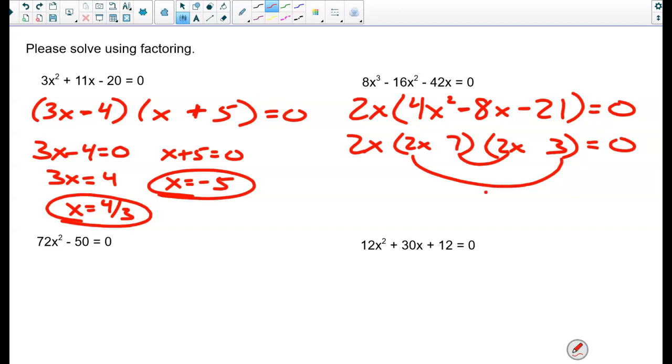2x times 3 is 6x. 7 times 2x is 14x. Can I make 6x and 14x equal to negative 8x? Absolutely. If my 14 is a negative, I get a negative 8x in the middle.